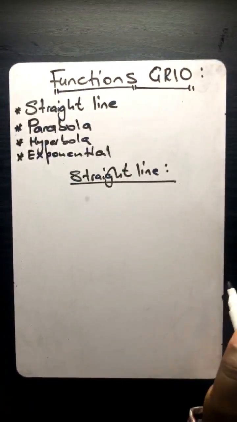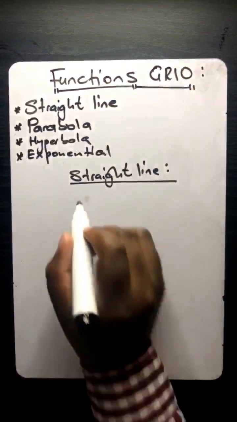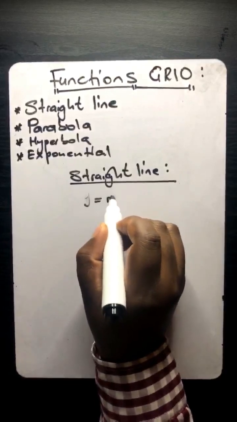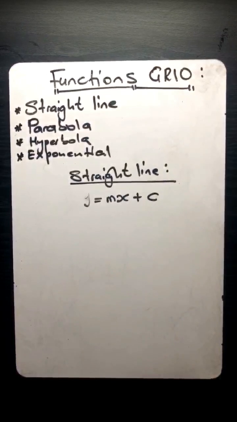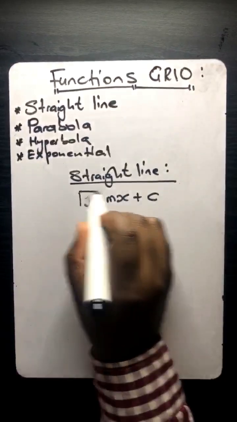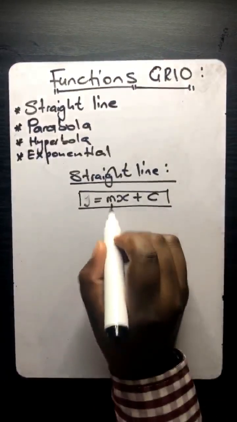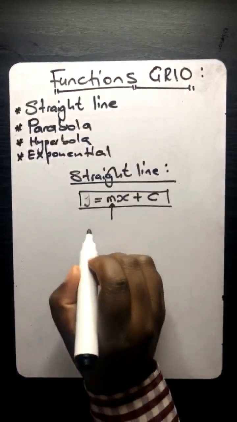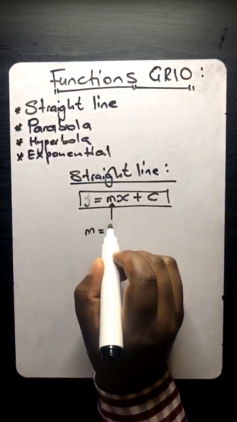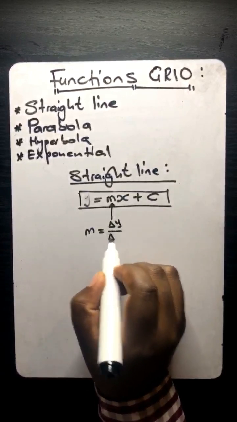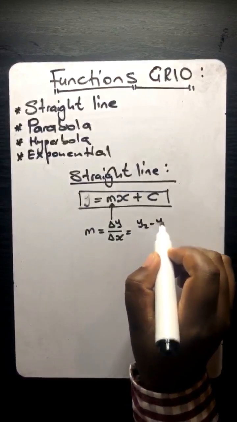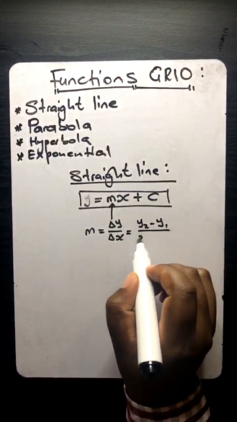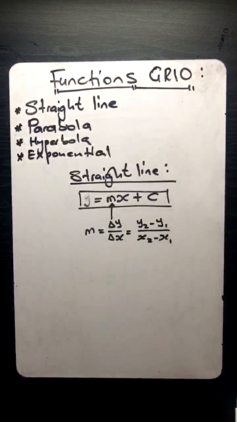Most importantly, we have what we call the general formula of a straight line, which is y equals mx plus c. This is the general formula of a straight line, with m being your gradient. Gradient means the formula change in y over change in x, which equals y2 minus y1 over x2 minus x1.